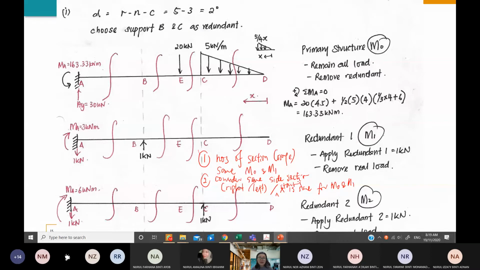Number 3 is your sign. For the moments M0 and M1, the sign must be the same. If you are taking a positive sign here, make sure you are doing the same for all these cut sections. So there are 3 rules to follow. Then because we want to multiply the moments between these systems, don't get it confused later. So we make sure we comply with these 3 rules.